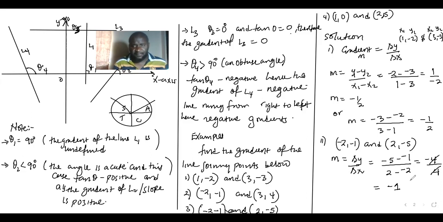Be very careful. If you have decided to start with (2, -5), it's y first, and the x you start with is 2. If you have decided to start with (-2, -1), then y starts with -1 minus -5, and x correspondingly starts with -2 minus 2. So that we have consistency. Otherwise, the only challenge here is people lose consistency. One uses y of the second point, then uses x of the first one, which makes everything garbage.